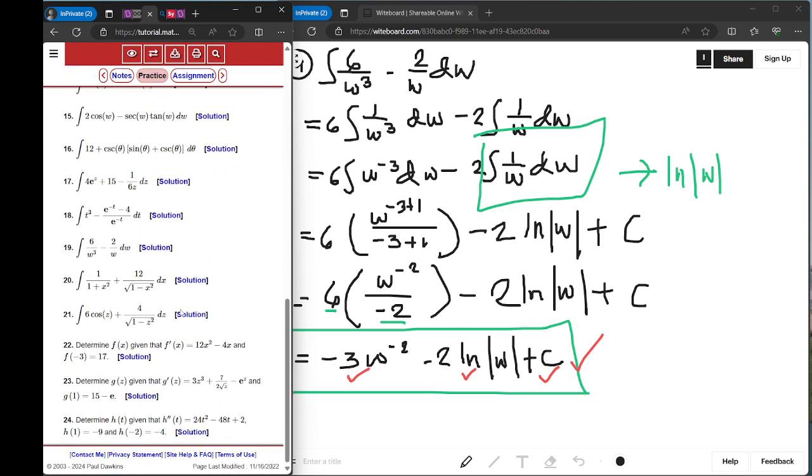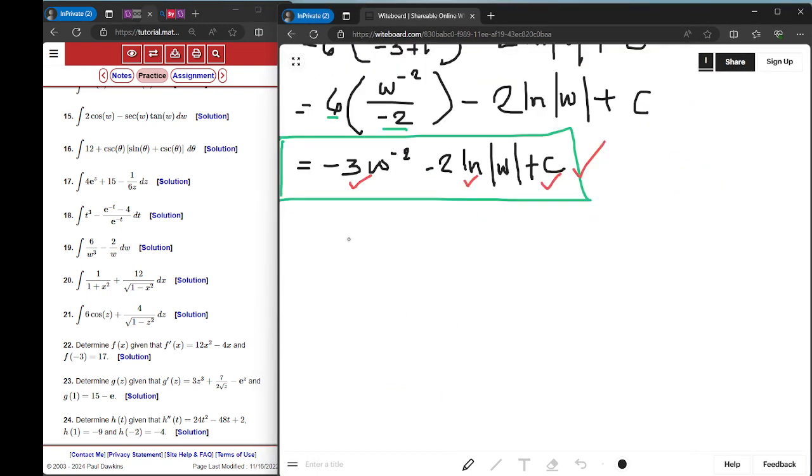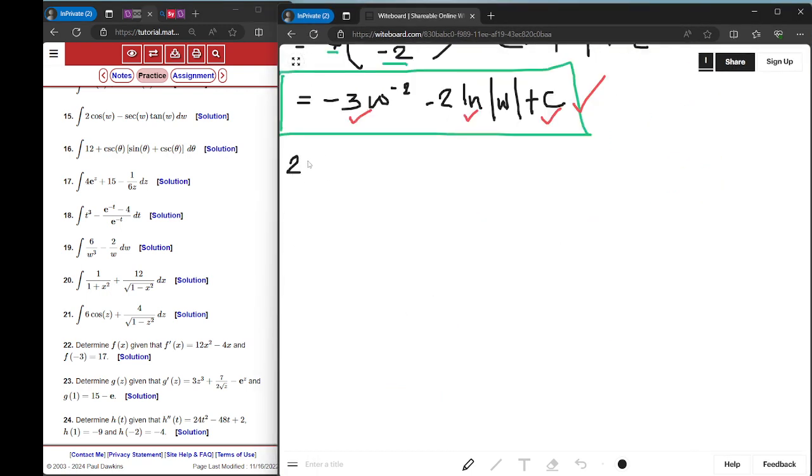This is number 20. Number 20 is the integral of 1 over 1 plus x squared plus 12 over the square root of 1 minus x squared, times dx.